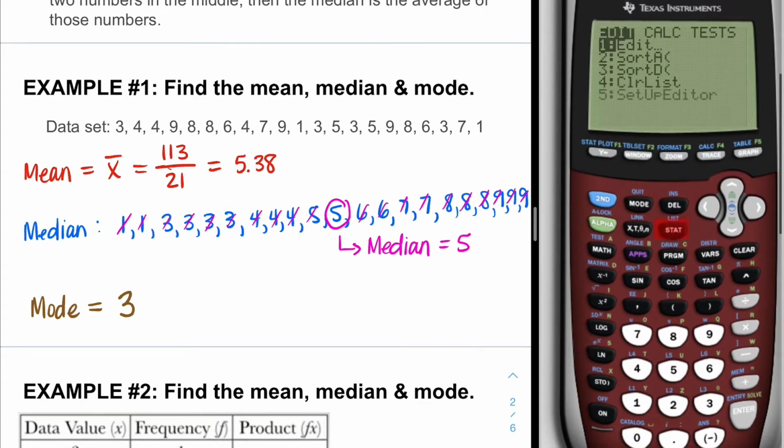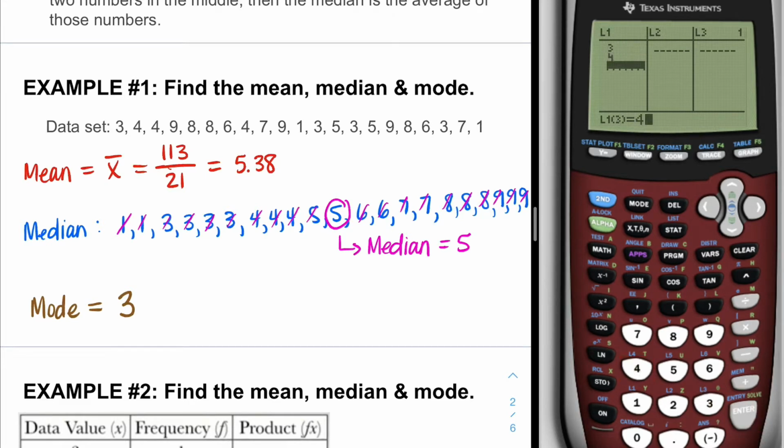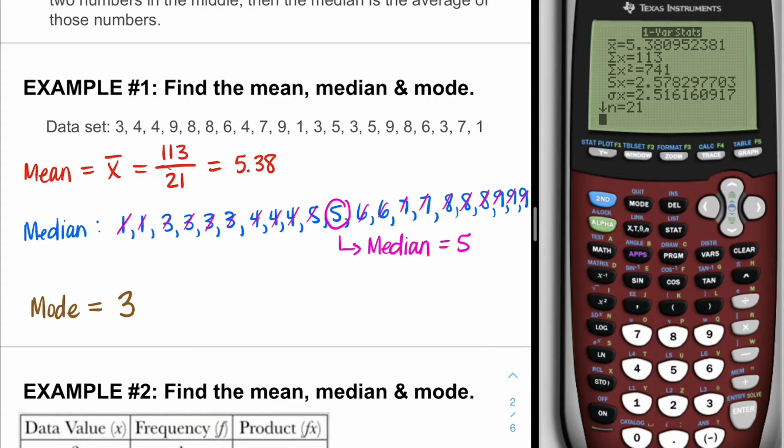So let's say we want to use the calculator. We're going to press stat, press edit. All of those numbers need to go in L1. Be careful when you're typing your numbers into L1, because you don't want to mess up on a number. If you put a number in the data set that does not belong there, it will throw off what your results are supposed to be. When I press stat, I go over to calc, press number 1 for one-variable statistics, and then press calculate.